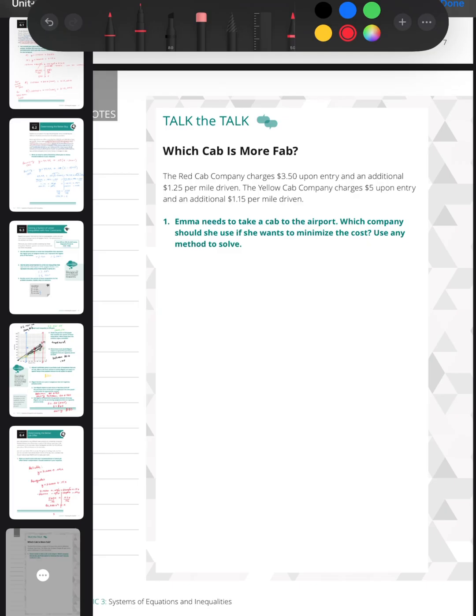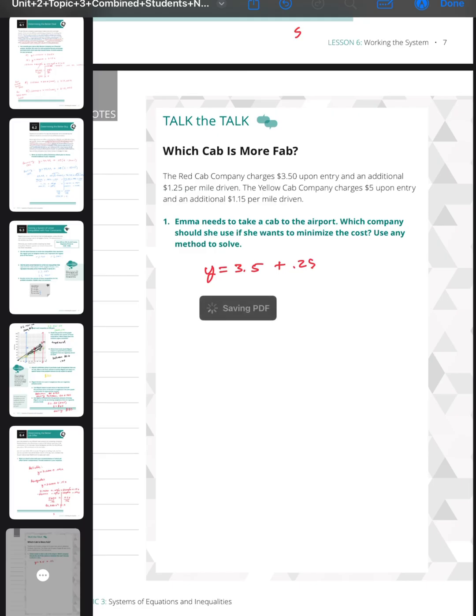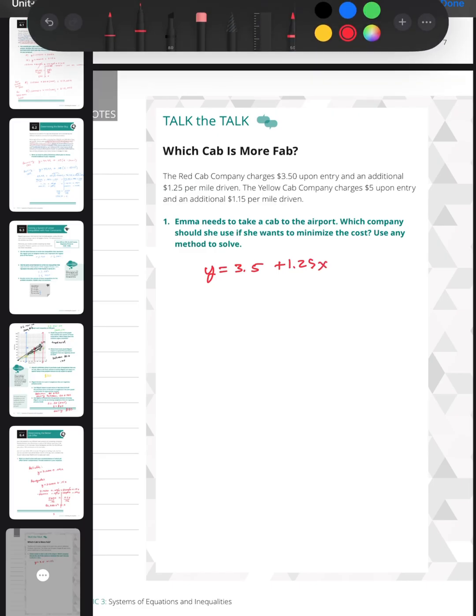Okay, so again, we need to write our two equations. Y equals 3.5 plus $1.25 per mile. There's one equation. And then the yellow cab company, I should say this is our red and this is our yellow, is $5 upon entry plus $1.15 per mile. So again, we can set these equal to each other, substituting in for the y.